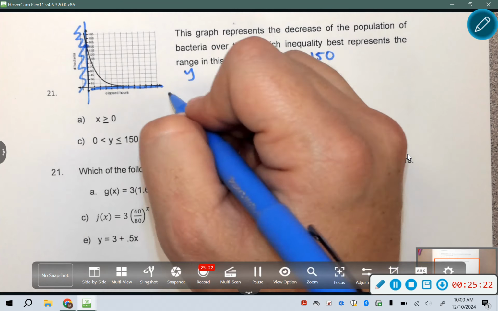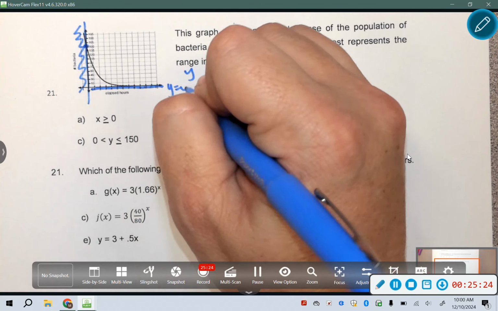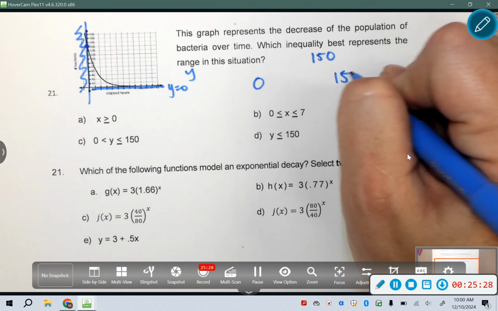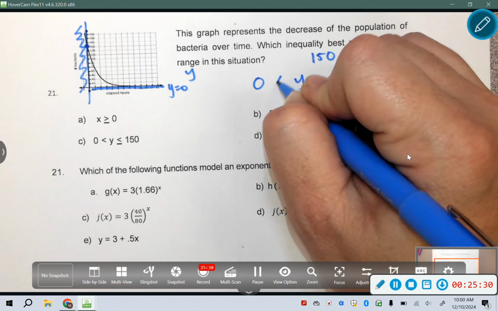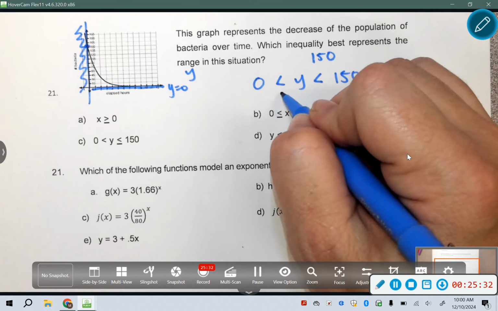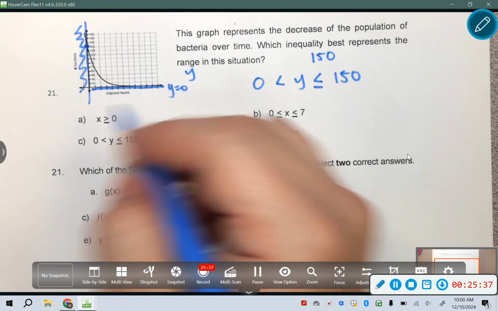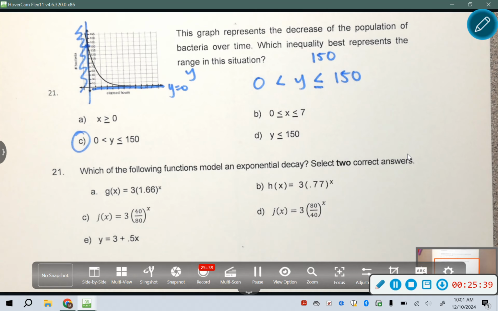And my lowest is really my asymptote, which is y equals 0, so it's never going to touch 0. So remember, we go least to greatest. And if it doesn't touch 0, this won't be equal to, but it does touch 150, so that is equal to. So my answer is C.